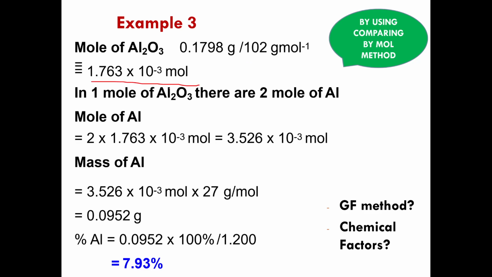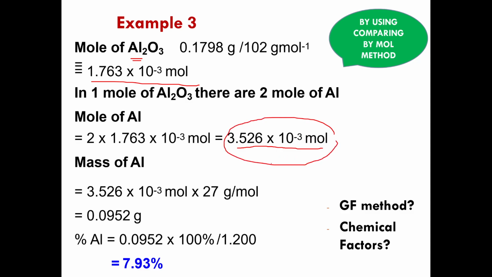Then we compare the precipitate and the analyte. From this precipitate, there are 2 atoms of aluminium, so 1 mole of precipitate will produce 2 moles of analyte. So 1.763 multiplied by 10 to the power of minus 3 mole of precipitate, you need to multiply by 2. So that gives you 3.526 multiplied by 10 to the power of minus 3 mole of analyte. So this is the mole of analyte.